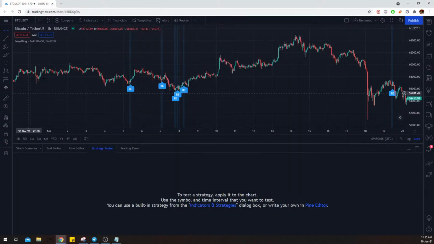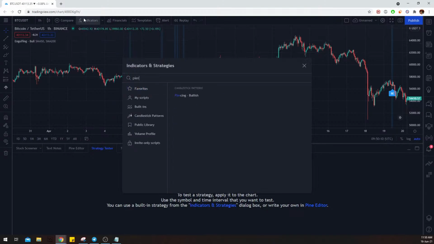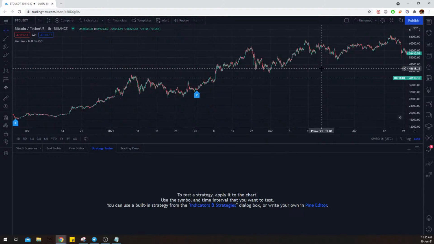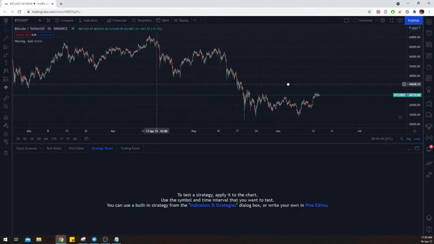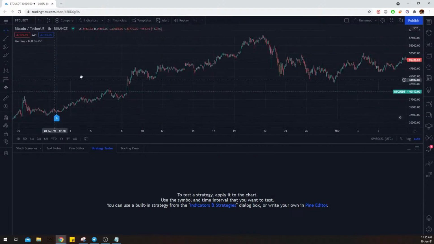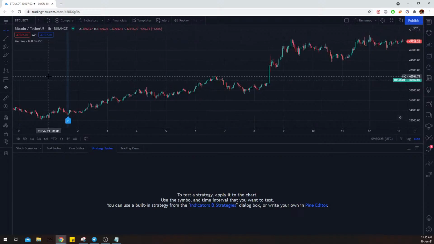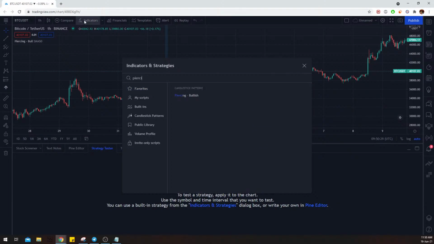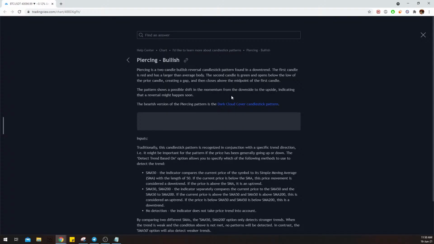The piercing. So let's go here, write piercing, and we have piercing bullish. For example, in case of piercing bullish, we can see that we have here one, and then another one is not so often. This one is a little bit rarer. And we can see, for example, if we go with piercing, let's go into the details one more time.